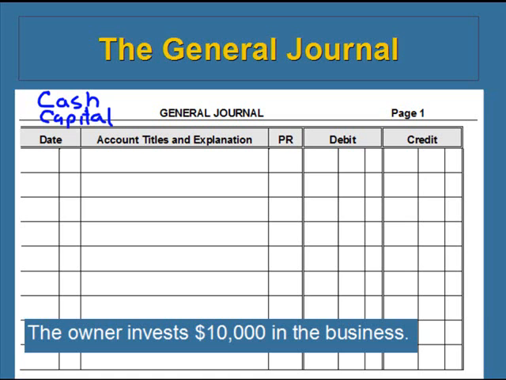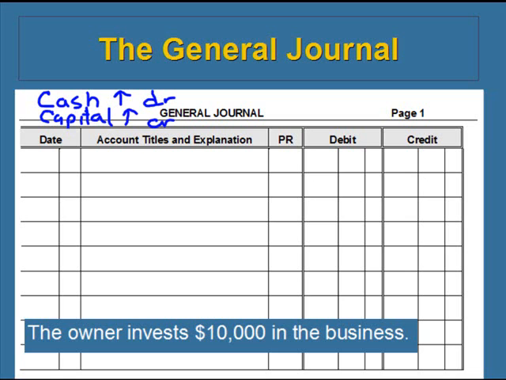When we read the transaction, we know that the company's cash is going up by $10,000. And when you relate cash going up to debits and credits, according to WAX, assets go up with debits. So this is our debit. With capital, when the owner invests money in the business, the capital of the company goes up as well. And when we look at the rule for CLEAR, capital goes up with a credit. So we're going to debit cash and we're going to credit capital.